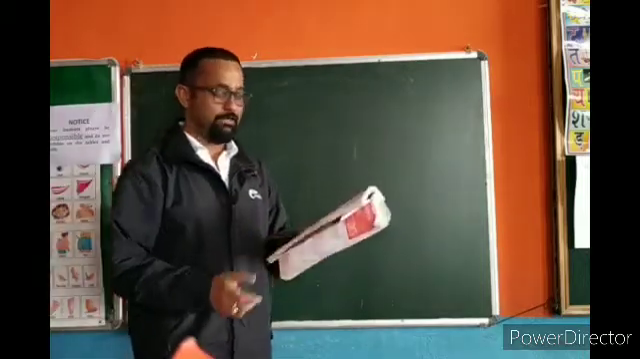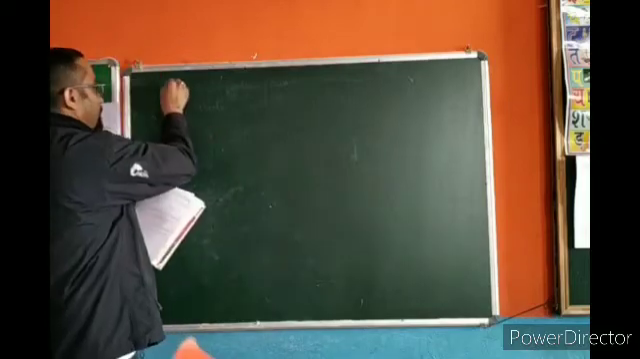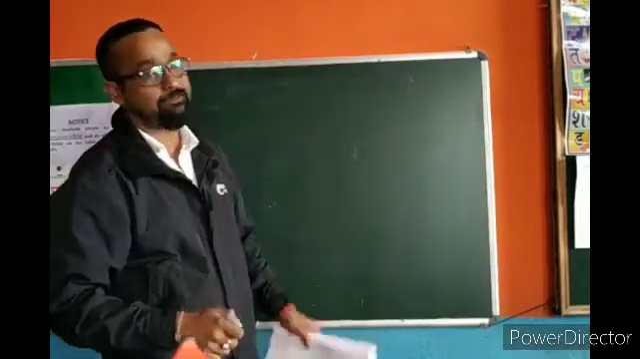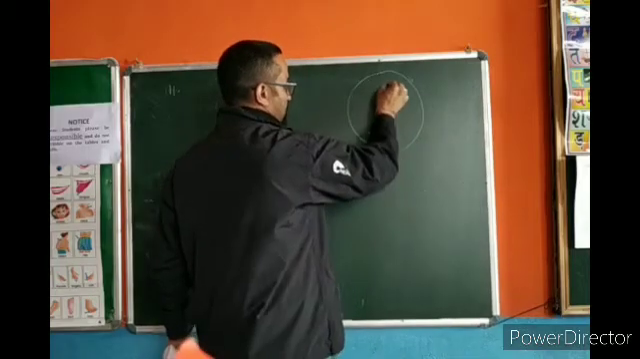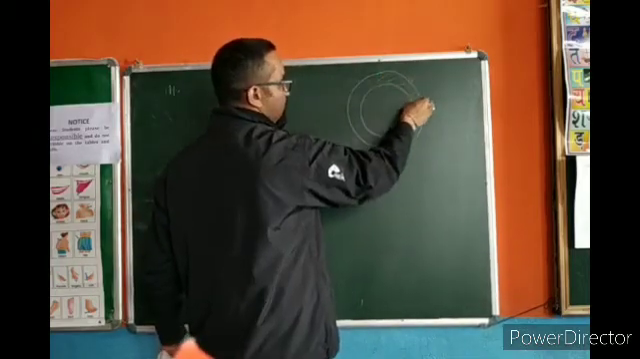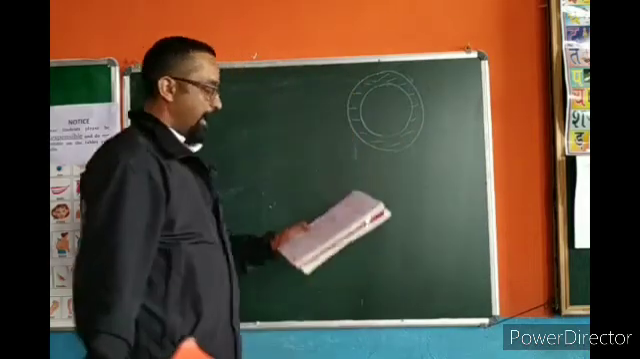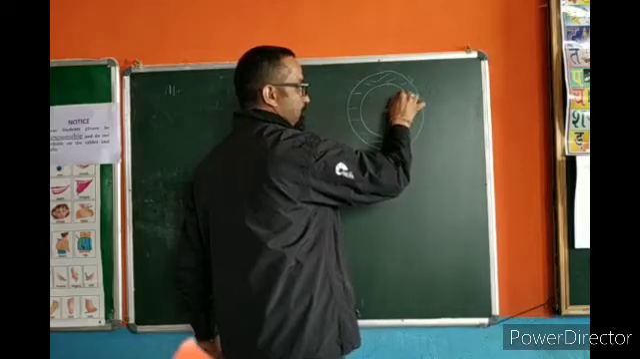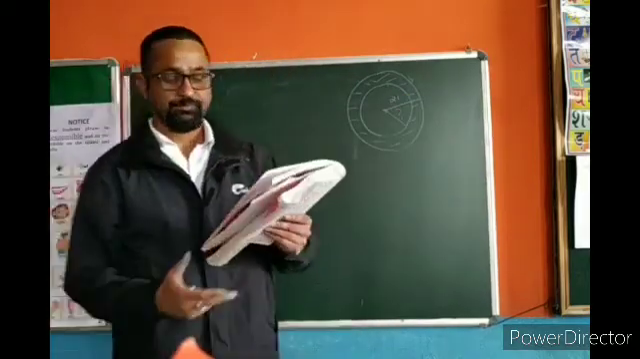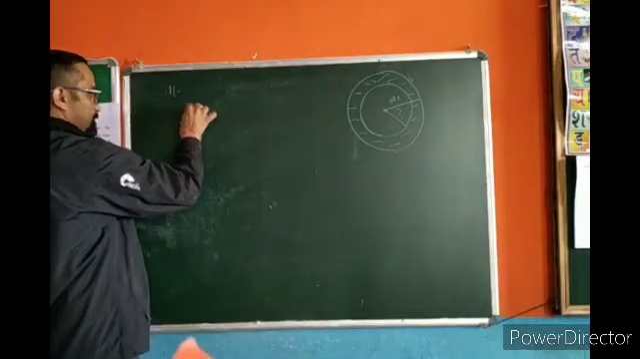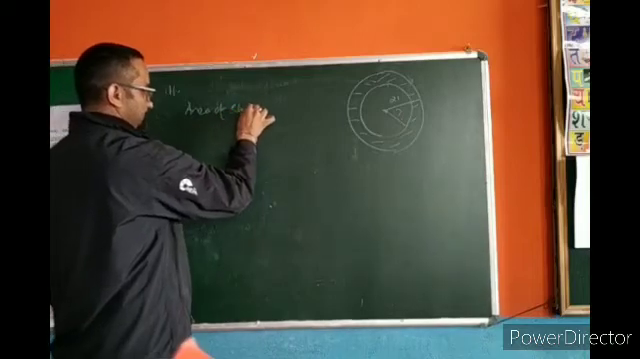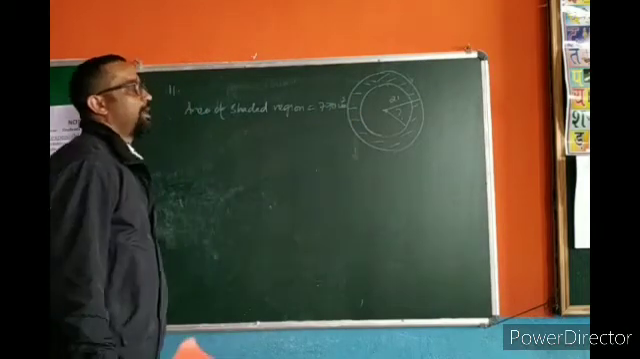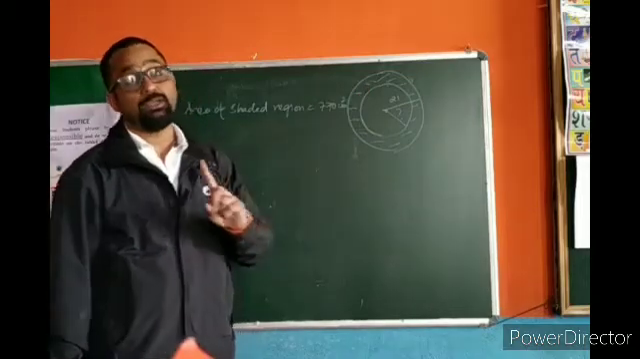Question number 11. It is an important sum again. The question says that the area enclosed between two concentric circles is 770. The area enclosed between two concentric circles is known as a ring. And this area is given as 770. The radius of the outer one is 21. You have to calculate the radius of the inner circle. So the area of the shaded region is 770 centimeter square. If you look at the diagram, the area of the shaded region is nothing but the area of the ring.